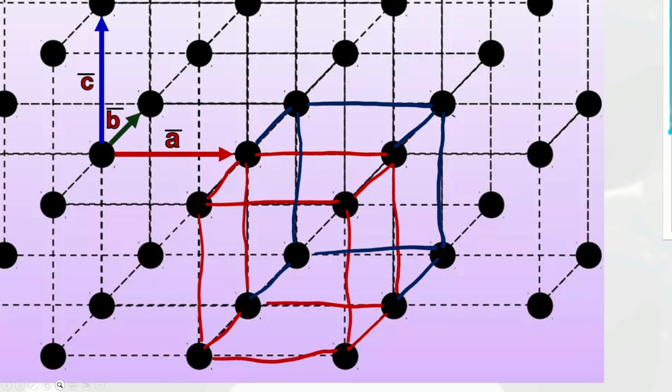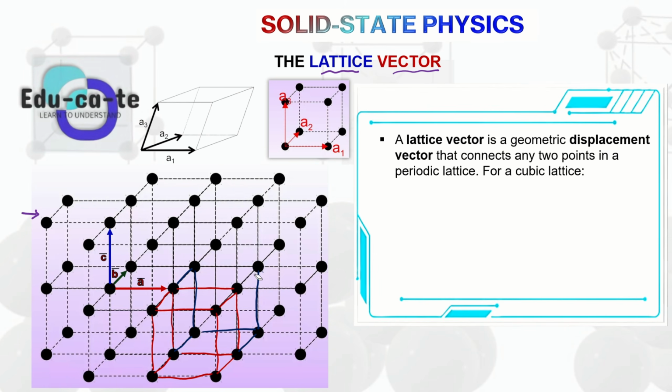So now when we use mathematical knowledge to make things easier, we can describe one vector that is known as a lattice vector. Okay, what is a lattice vector? The lattice vector is a geometric displacement vector, and this geometric displacement vector connects any 2 points in a periodic lattice. We say that the lattice is periodic because it keeps on repeating itself over and over and over again. So the lattice vector is just that displacement vector that connects 2 points in a lattice.